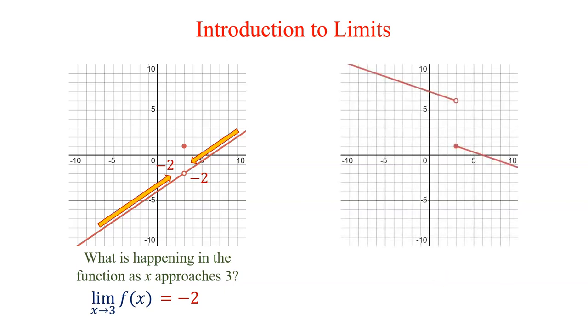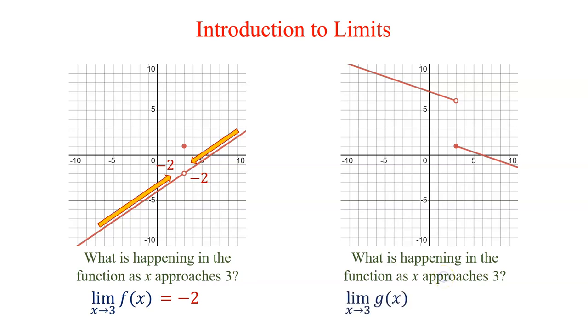Another scenario. Here again, if I wanted to know what's happening in the function as we get closer and closer to 3, how would it be written? The same way. Limit of g of x in this case, because it's a different function. Limit of g of x as x approaches 3. So I'll look as I approach 3 from the left. It's getting closer and closer to this point. The point is 6 on the y-axis. And if I approach from the right, I'm getting closer to a different point where y is 1.